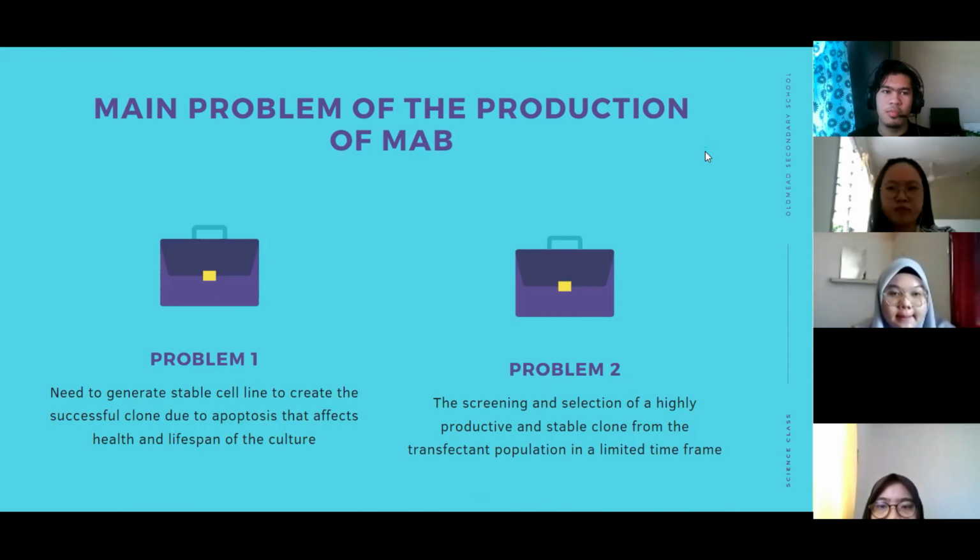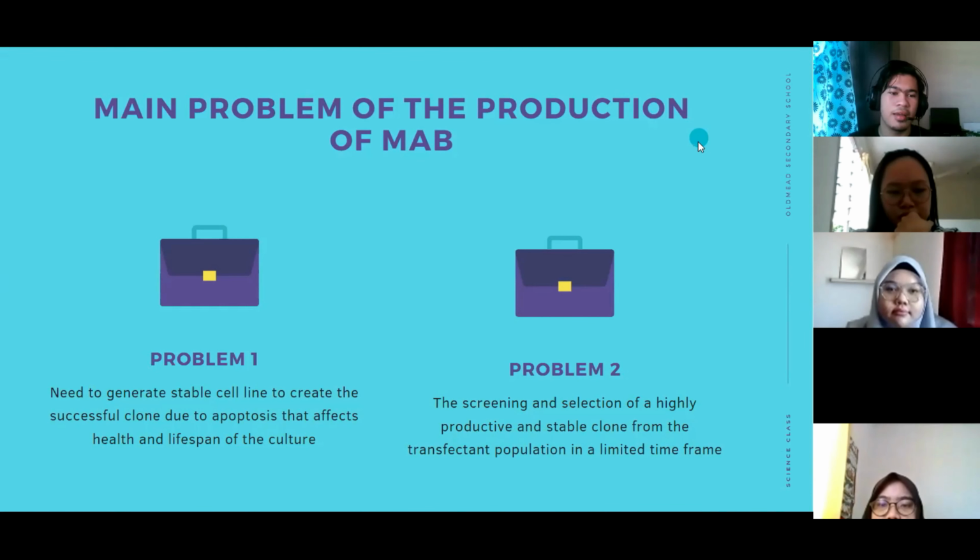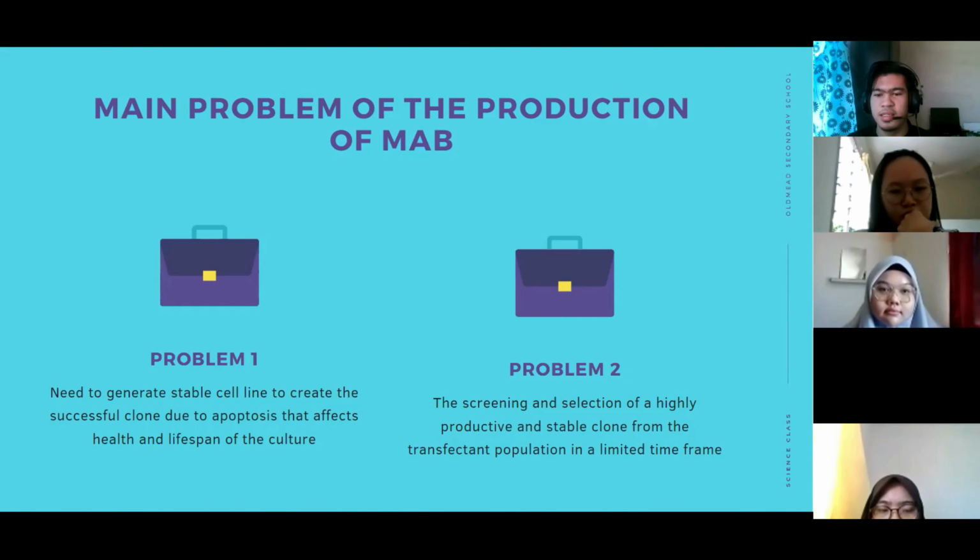So there are two problems for the production of MAb, which is monoclonal antibody. Problem one is the need to generate a stable cell line to create a successful clone, due to apoptosis that affects the health and lifespan of the culture and can kill the culture and the cells. For problem two, the screening and selection of high productive and stable clones from the transfection population in a limited time frame is very challenging for the producers of monoclonal antibody.